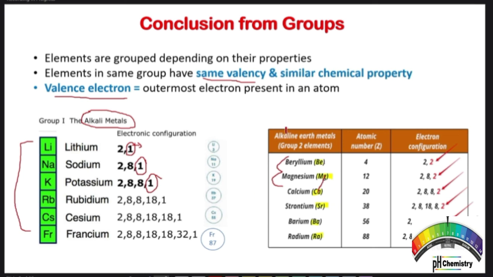Now we'll come to our point, which is the conclusion from the group. So here you can see in the second group all the elements have valency 2. The outermost electrons are 2 in all the elements. So the elements present in the same group have the same valency.